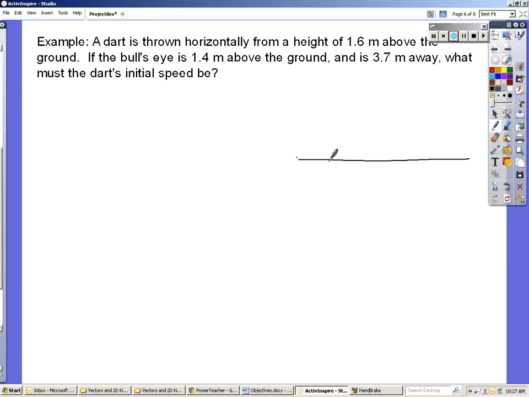So here's the floor. Here's the person throwing the dart. There's the dart. Here's the dartboard. There's the bullseye. What we're told is the dart starts at 1.6 meters above the ground. The bullseye is 1.4 meters above the ground. Okay, that shouldn't actually be the same. So I'll redraw the person. Trying this again. There we go.